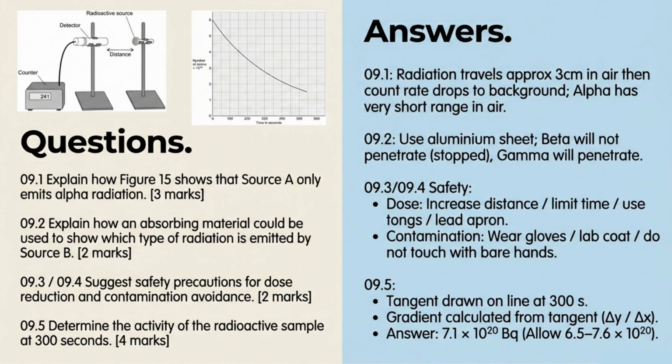Okay, 9.5 is an activity calculation. The method requires a tangent drawn on the line at 300 seconds. From there, you calculate the gradient from the tangent. Change in y divided by the change in x. The answer they are looking for is 7.1 times 10 to the power of 20 becquerels. Though the mark scheme allows a range between 6.5 and 7.6 times 10 to the 20.